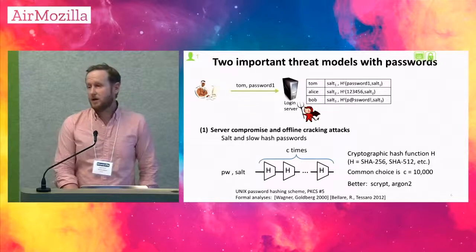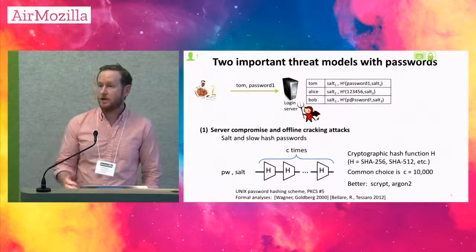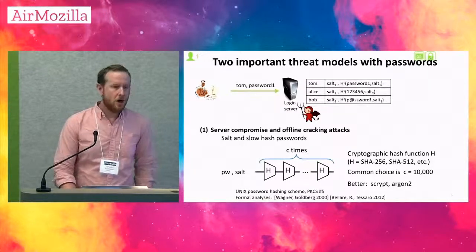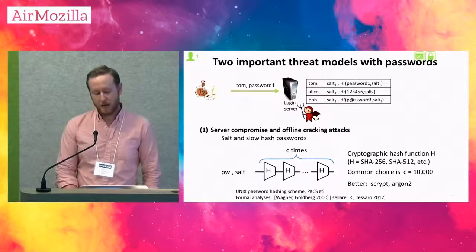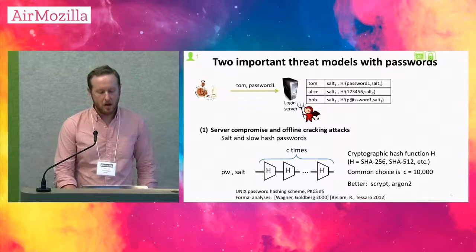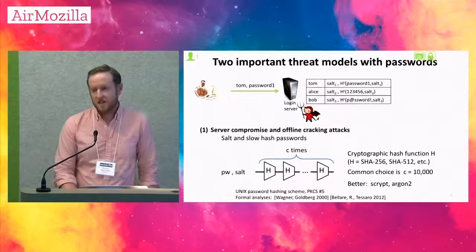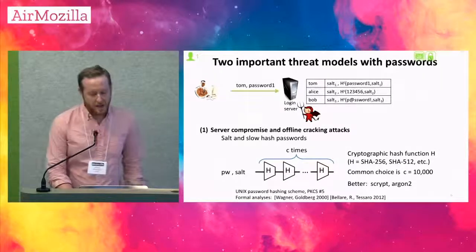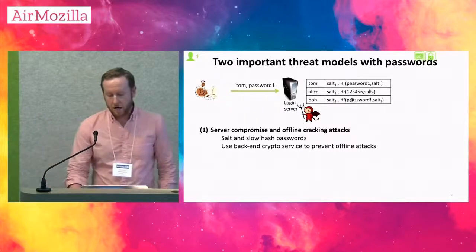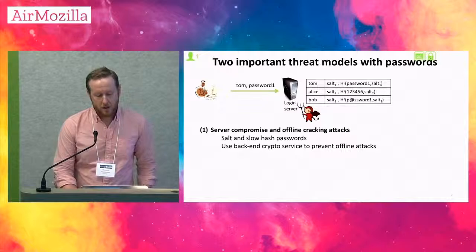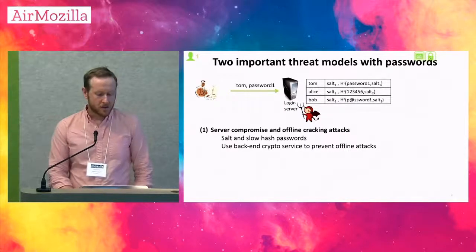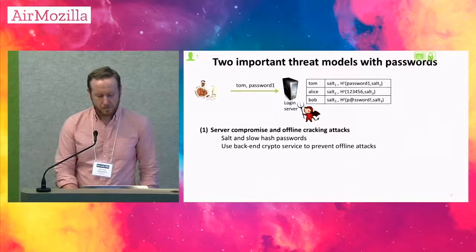You have access to the salts. It's a public function, so you can compute it as the attacker, but it takes you longer to compute each guess you might try against the password hash and therefore slows down the attacks. It doesn't prevent them, and so that's something that has motivated using even further storage protections, which are what I started calling back-end crypto servers. I think other people call them that as well.